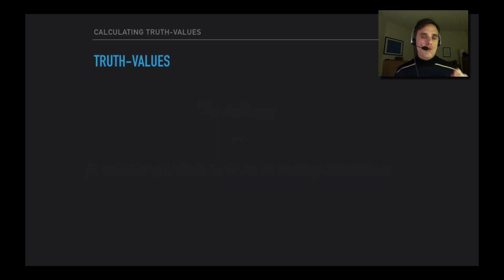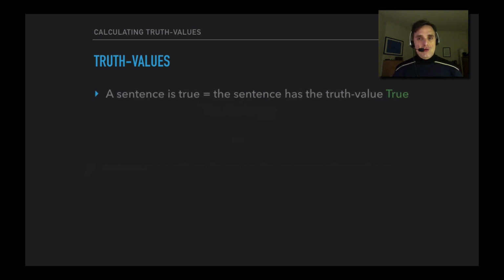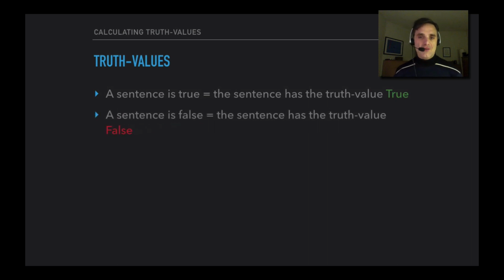So, what's a truth value? Well, it's actually simple. It's a convenient way of talking. As it turns out, that is just a different way of saying something we're used to saying. So, if a sentence is true, then we'll say that the sentence has a truth value true. And when a sentence is false, we'll say that the sentence has a truth value false. So it's just a different way of talking about sentences being true and false.